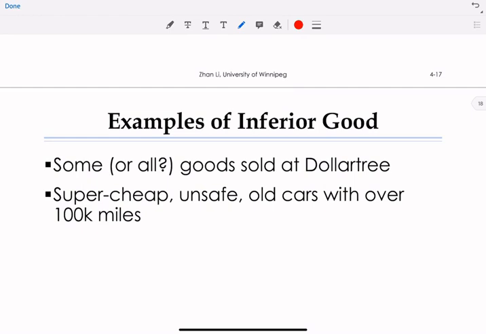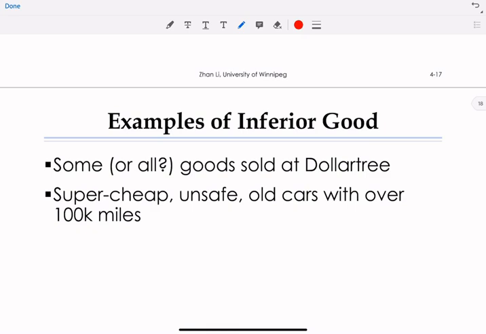But let's say from a certain year, right, you become lucky. Your income will become $1 million per year. Well, most likely you will not shop at Dollar Tree anymore, right? So here, goods sold at Dollar Tree could be candidates for inferior good.